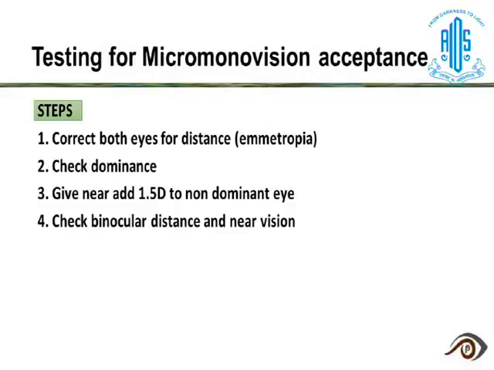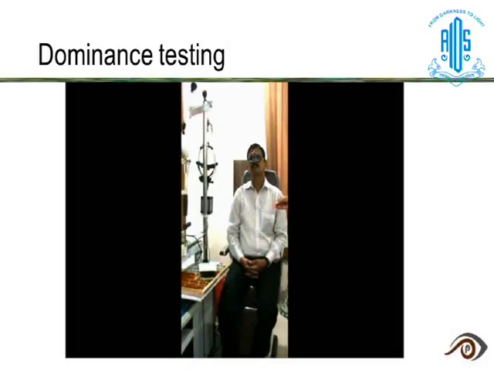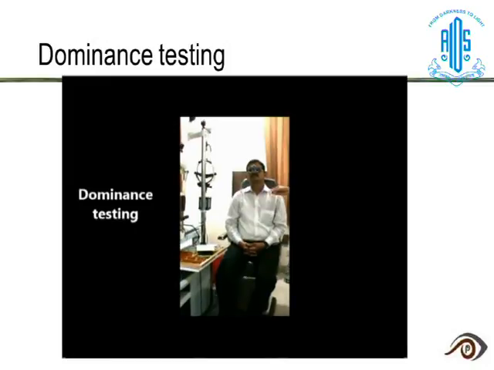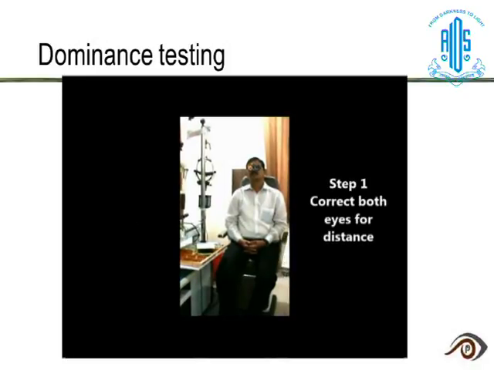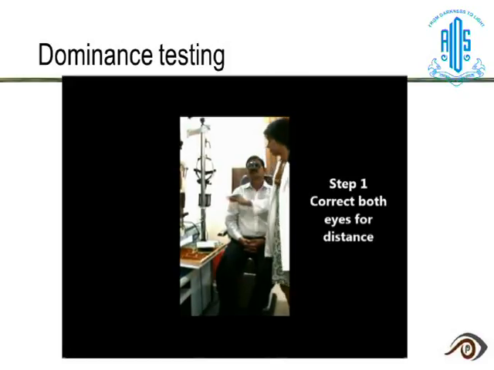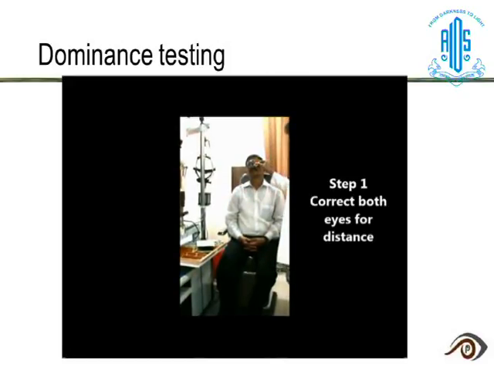So this is a video for the benefit of the learners here. As you know, there are various methods of dominance testing. This is what we do. So I'm just correcting both eyes for distance, and then checking the vision and asking the patient to make a triangular aperture with both hands at arm's length, and give them a distance target and observe from which eye they are viewing the target.